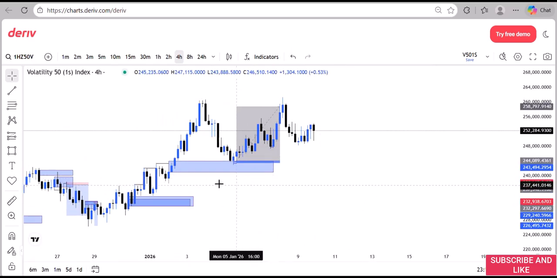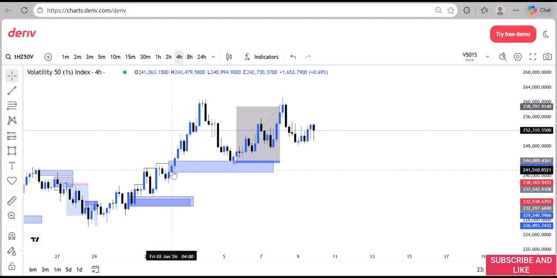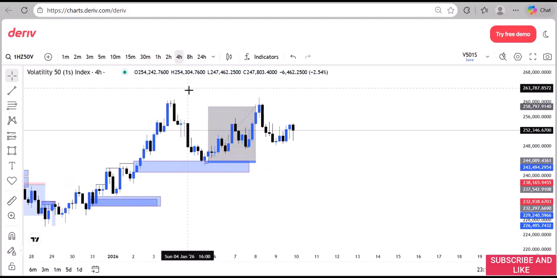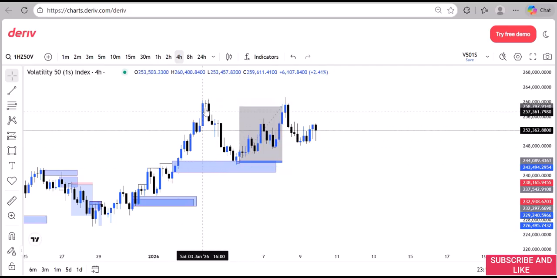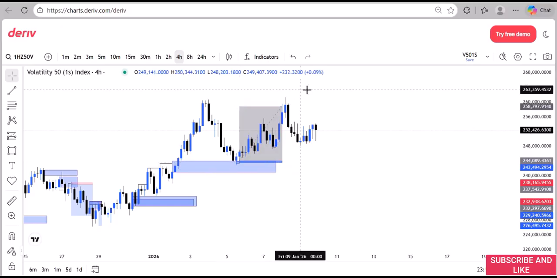On the 4 hours time frame, we saw clearly that there was a break of structure. This zone caused the break of structure. This is a 4 hours time frame, so after this break of structure, we are waiting for price to tap into this zone in the future and then go up.